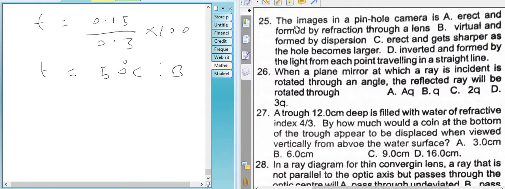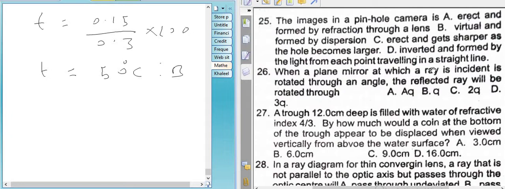Question 25. The image in a pinhole camera is: A. Erect and formed by refraction through a lens. B. Virtual and formed by dispersion. C. Erect and gets bigger as the hole becomes larger. D. Inverted and formed by the light from each point traveling in a straight line.